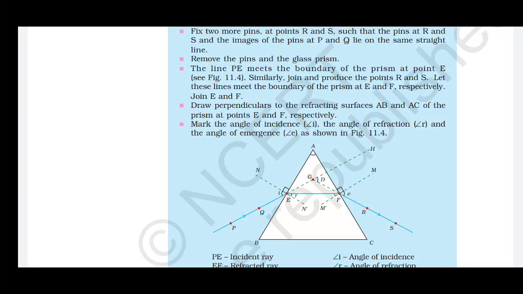Now draw an angle of 60 degrees on one side of the prism with the help of a scale and a protractor. Place two pins at the positions P and Q. Keep the prism again. Try to see the image of the pins P and Q. You will see the images of P and Q at points R and S respectively. Plot the points R and S, draw the line PQ and draw the line RS.